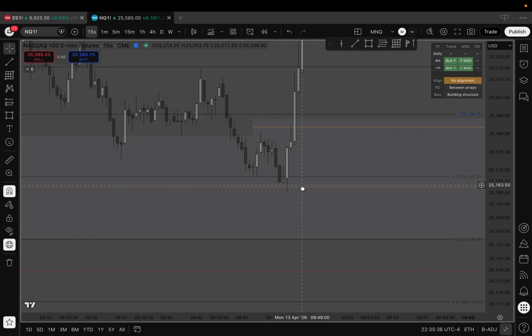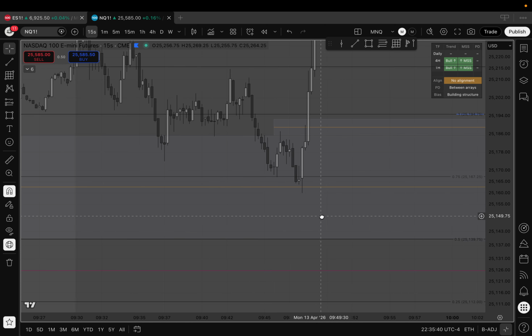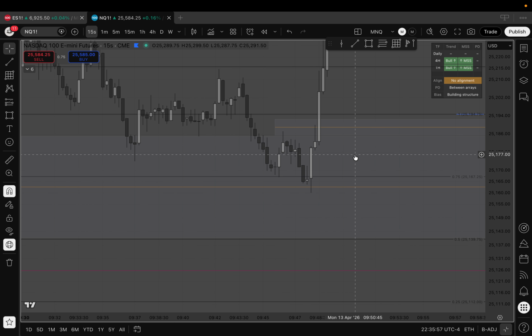But right here, we hit this 0.75 level. Right here, we hit it. And then we hit it, but we don't make any kind of change in state of delivery. We don't make any kind of market structure shift. So then we end up going down farther and we hit the CE beautifully. And we end up closing below that 3/4 level, staying in these top two quadrants of this order block, which is beautiful. I mean, we're respecting everything just how we want to.